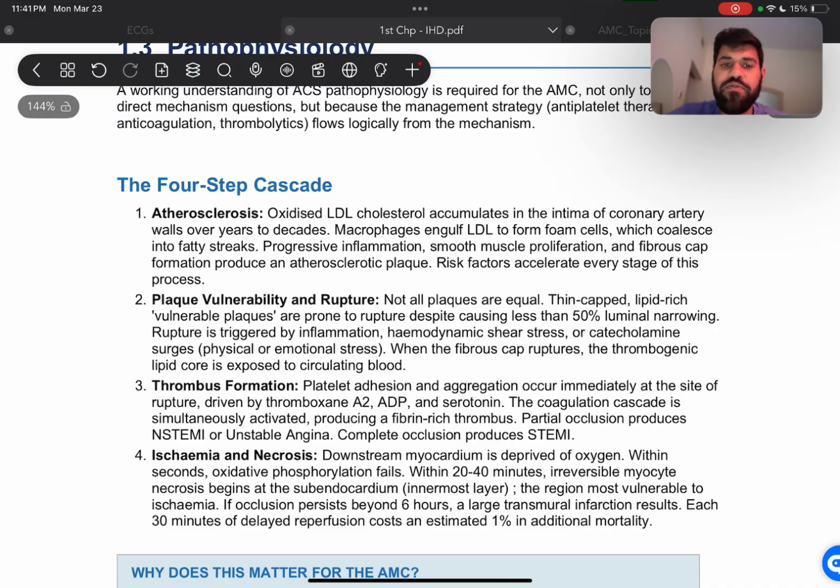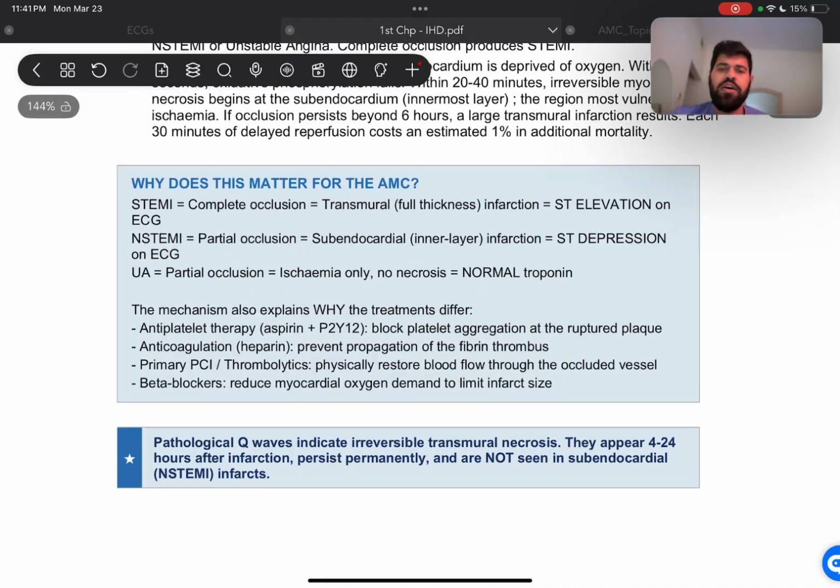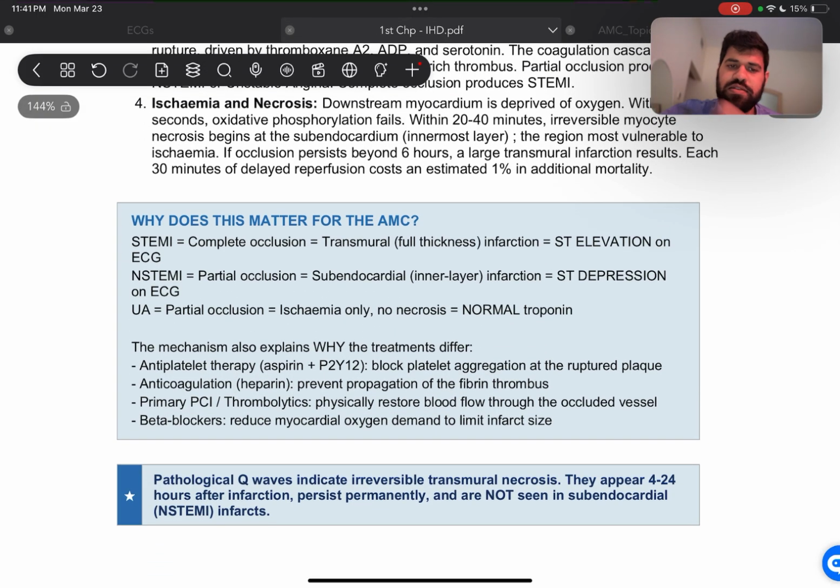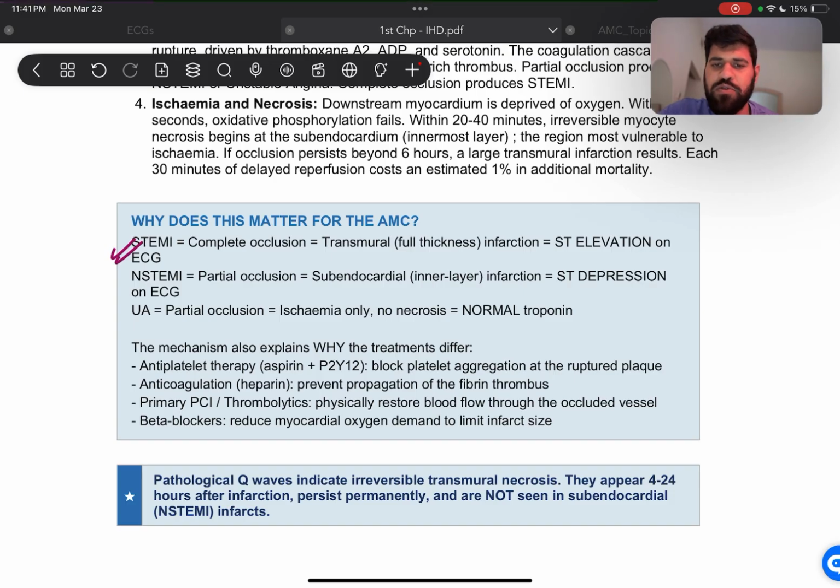Pathophysiology: there are 4 steps to it. We call that a cascade. However, it's not very important for the AMC because I've not yet seen any questions about it. However, if you want, you can give this a read. And why does this matter for the AMC? As I said, STEMI is complete occlusion. That means transmural, the full thickness infarction, and there's going to be an ST elevation on the ECG.